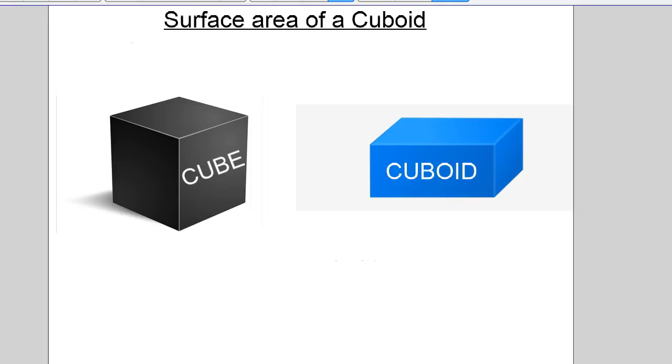Alright, year 7, today we are going to be working out the surface area of a cuboid. Not a cube like last time, a cuboid. Okay, so you can see the difference there.